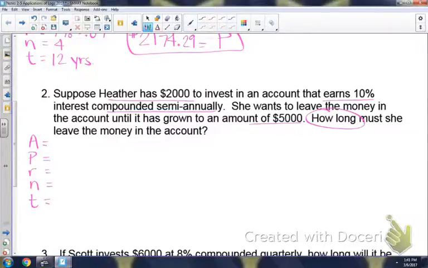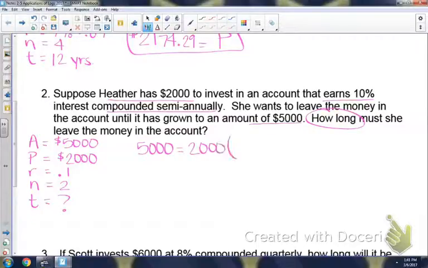A is your final amount, which is 5,000. P is your starting amount, which is 2,000. The rate that it's increasing is 10%, so that would be 0.10 as a decimal. And then it's compounded semi-annually, which means twice a year. And we're looking for the time. So I'm going to plug into my formula. 5,000 equals 2,000. And then I have 1 plus 0.1 divided by 2. And then the 2t power.